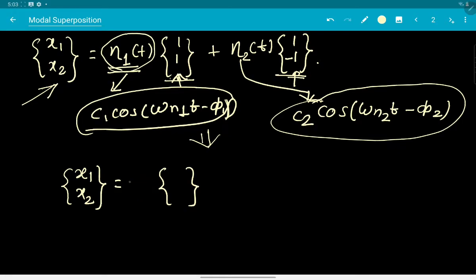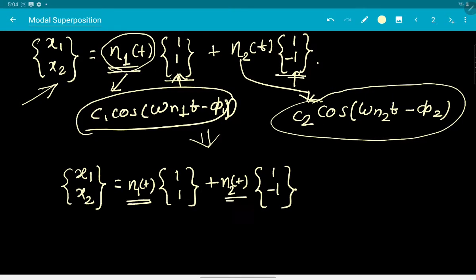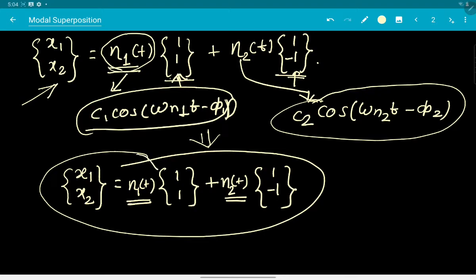Okay, first mode, which is 1 1, and the second mode, which is 1 minus 1, and the contribution of the second mode will be eta 2 of t. This is the contribution of the first mode, this is the contribution of the second mode. So this is the approximation that we are making, or more than an approximation, I would say that this is the assumption.